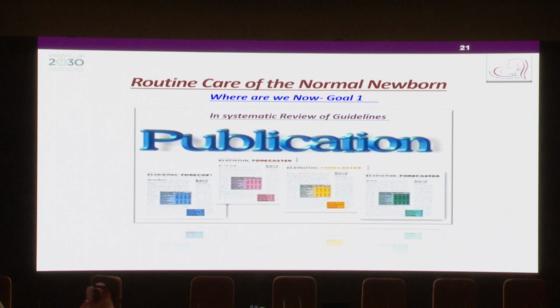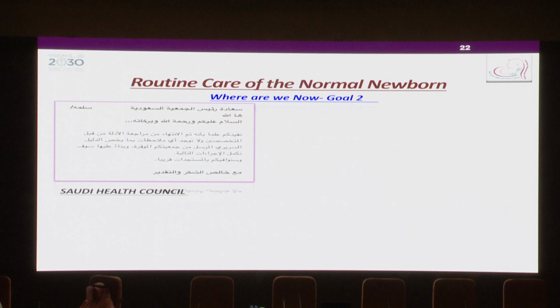So the question right now is, where are we? The first goal is to publish this one as a systematic review of guidelines, because by publishing this one like Al-Arubi, we don't need the permissions here. But the second goal, which is the most important, is the goal when we take the permission.